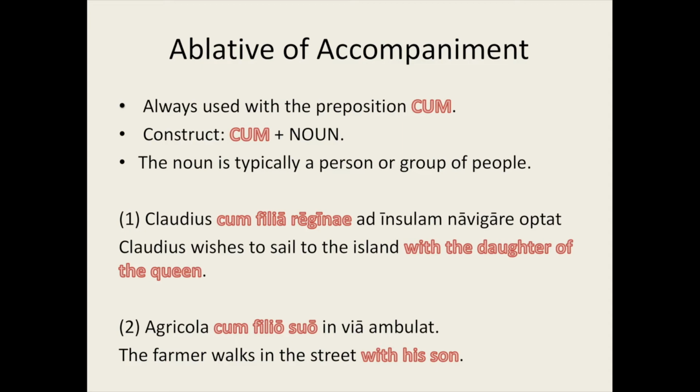Agricola cum filio suo in via ambulat. The farmer walks in the street with his son. Here we have two examples of the ablative. First, in via, which is an ablative of location, meaning in the street. And then secondly, we have an ablative of accompaniment, cum filio suo, with his son. The farmer is being accompanied by his son in this action.